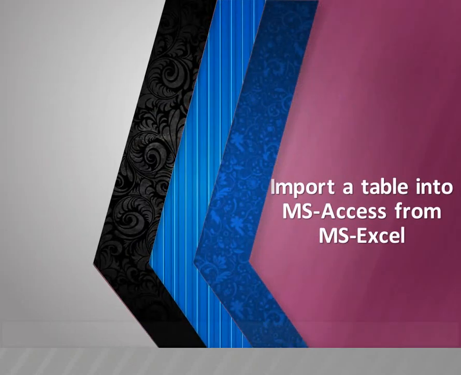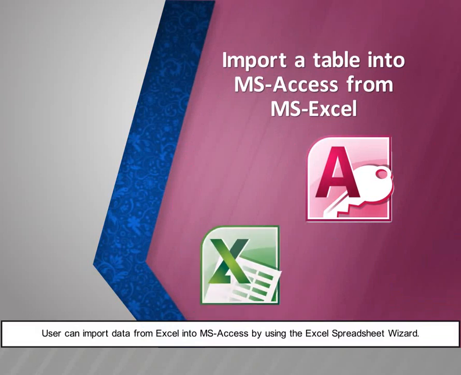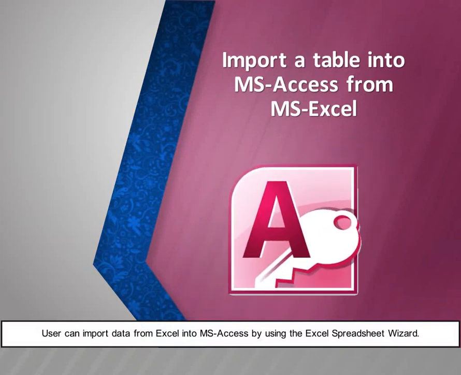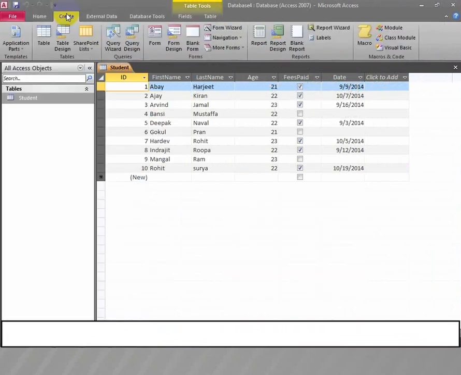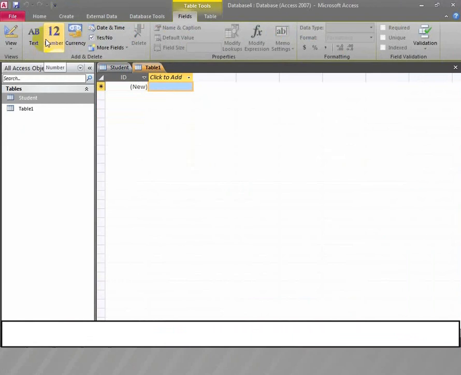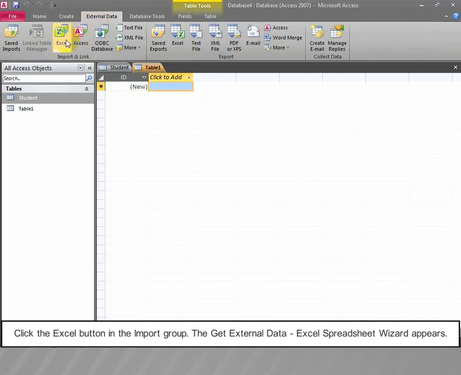Import a table into MS Access from MS Excel. The user can import data from Excel into MS Access by using the Excel spreadsheet wizard. To import data from Excel, activate the External Data tab. Click the Excel button in the Import group. The Get External Data Excel Spreadsheet wizard appears.